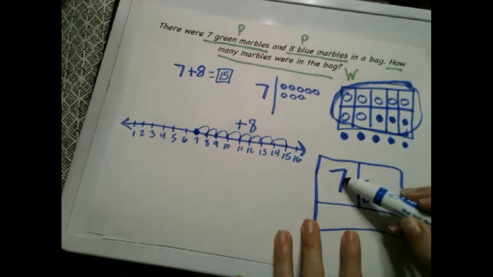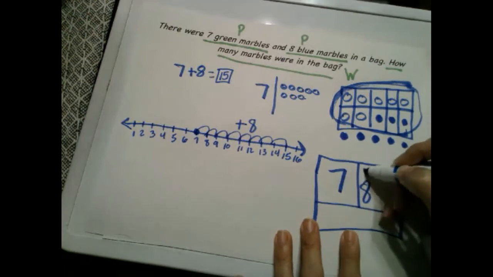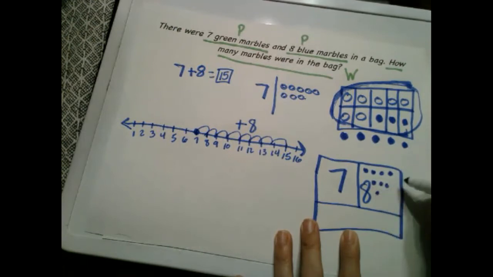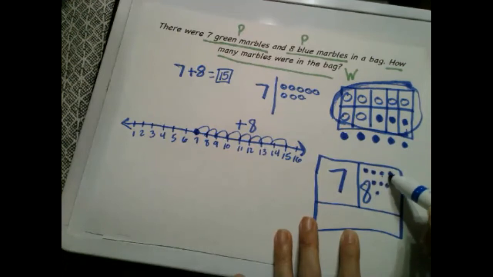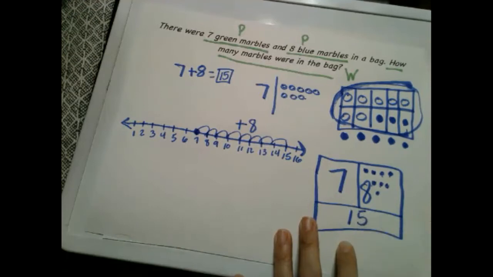So to help me with that, I have my 7, and I'm going to go ahead and put 8 counters over here. And then I'm going to count on 7, 8, 9, 10, 11, 12, 13, 14, 15. So my whole was 15. These are wonderful strategies to use when you are solving word problems.